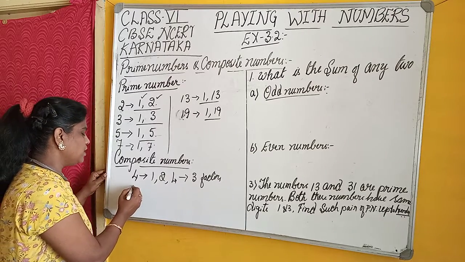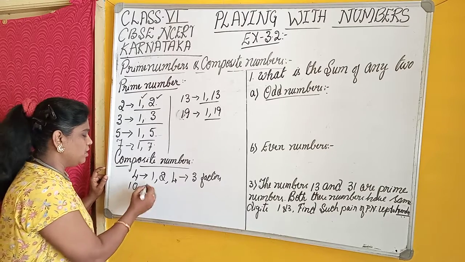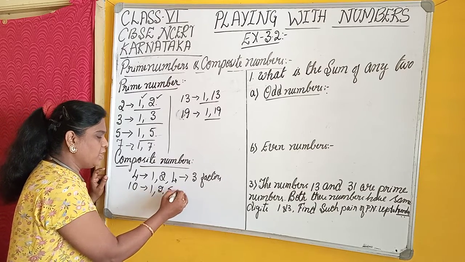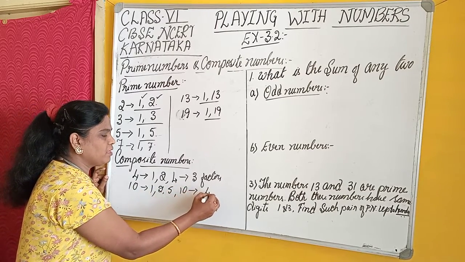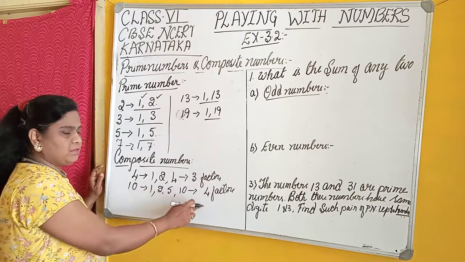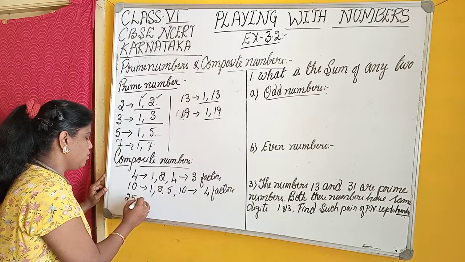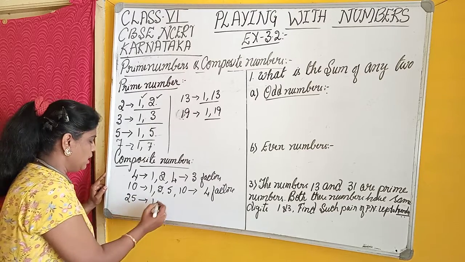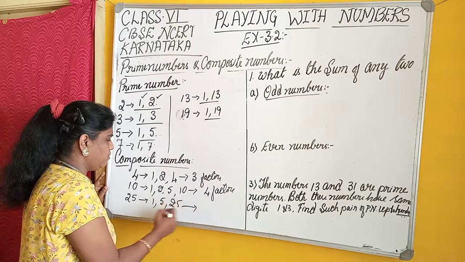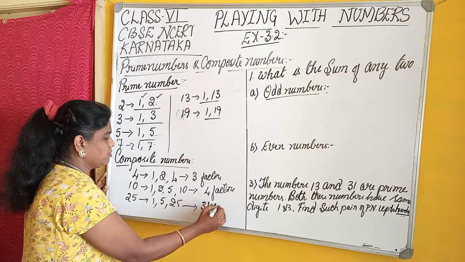Let us move on to the next. Any number, you can take 10. The factors of 10 are 1, 2, 5 and 10. So, how many factors are there? Yes, 4 factors. If you consider 25, it is divisible by 1, 5 and 25. Therefore, how many factors does it have, students? It has 3 factors.